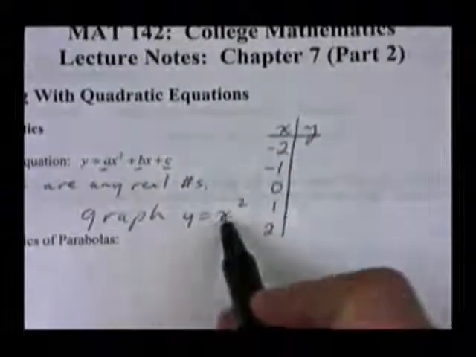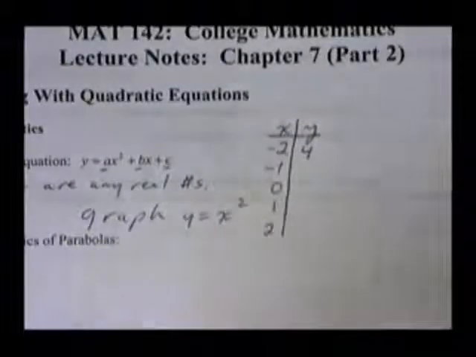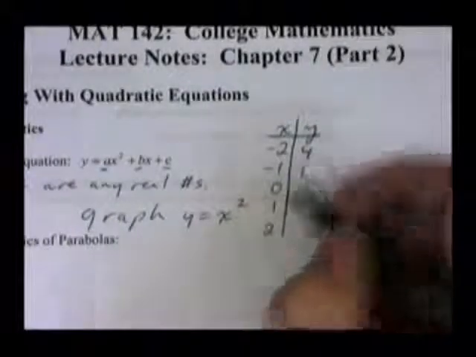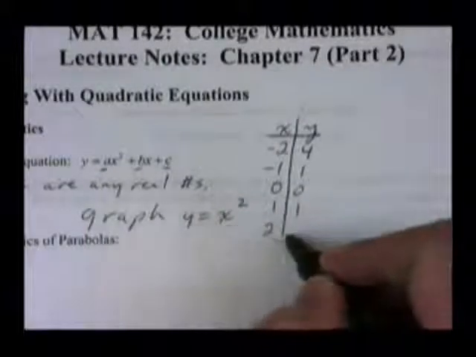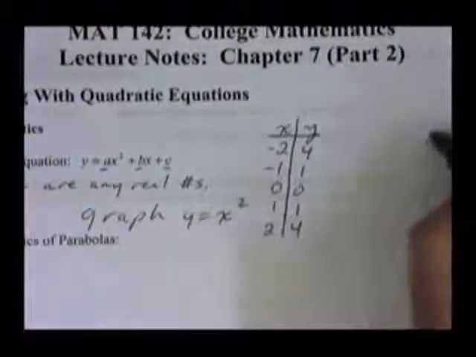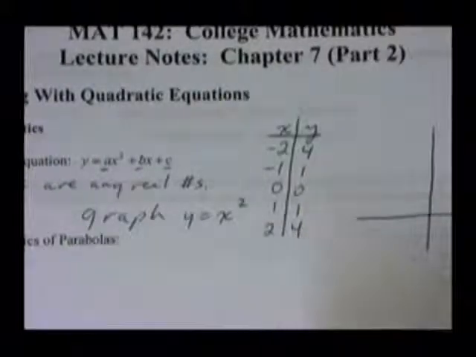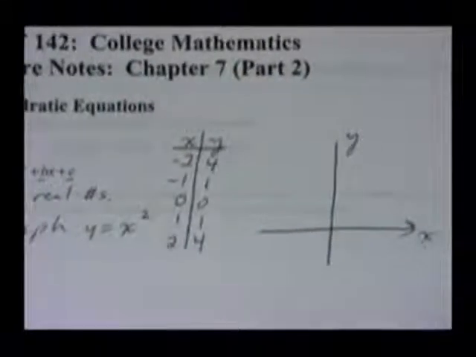And my y values are going to be, when I stick in negative 2, squared is positive 4, because a negative times a negative is a positive. Negative 1 squared is 1. 0 squared is 0. 1 squared is 1. And 2 squared is 4. Then I'm going to graph those on my xy plane.